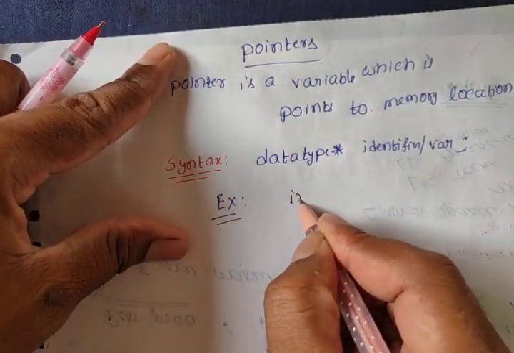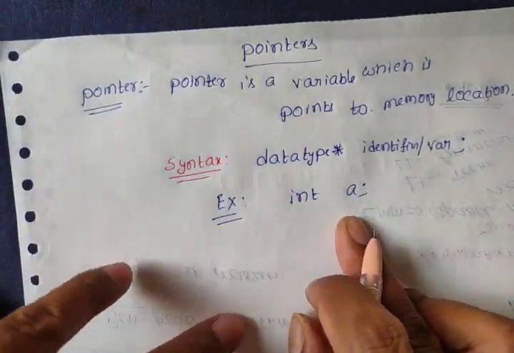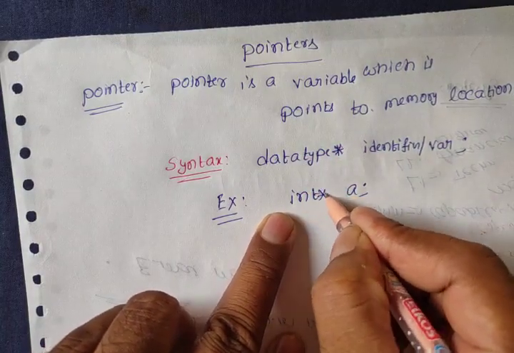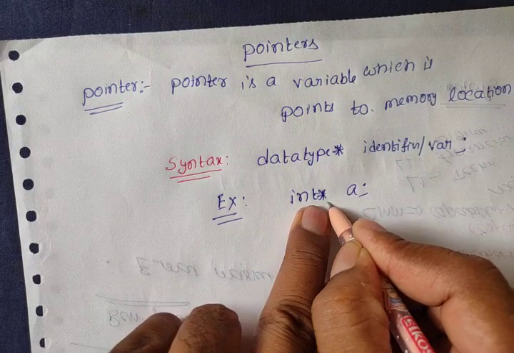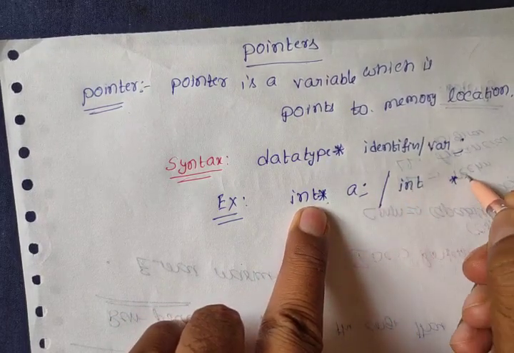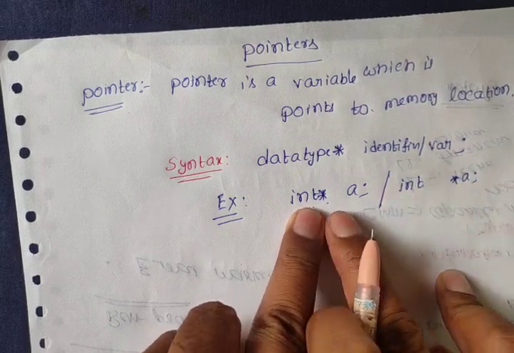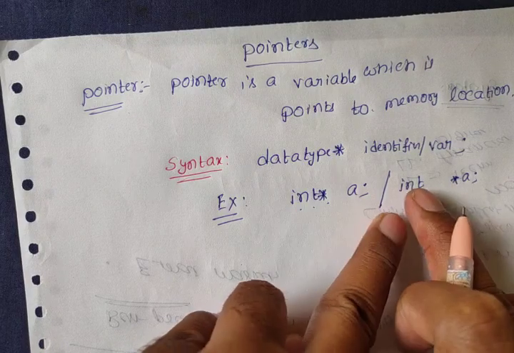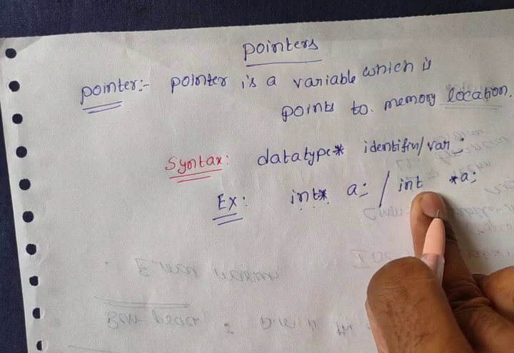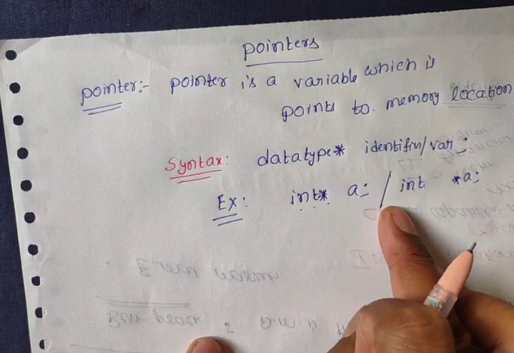Now I will take one simple example, int a. Here is the general variable declaration. Now we want to declare it as a pointer variable. Simply int star, meaning after the data type we put the star. Or this is another way, in C language you can also write int star a. Either this way or this way is accepted. That means after the data type we put the star, or before the variable we put the star. It is the indirection operator. So this is simply the pointer variable declaration.